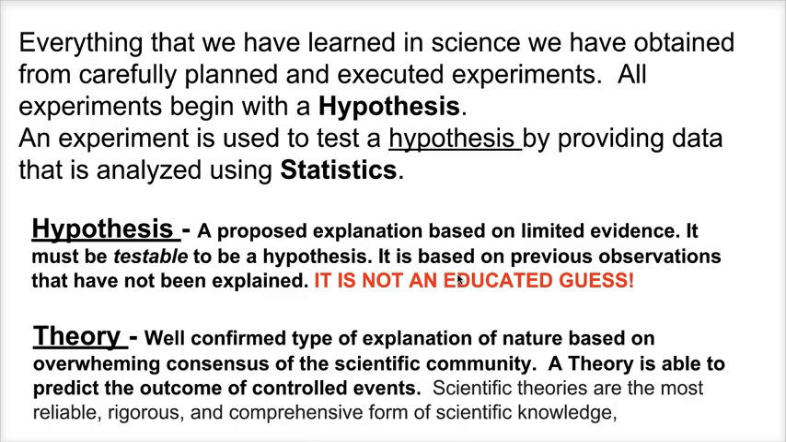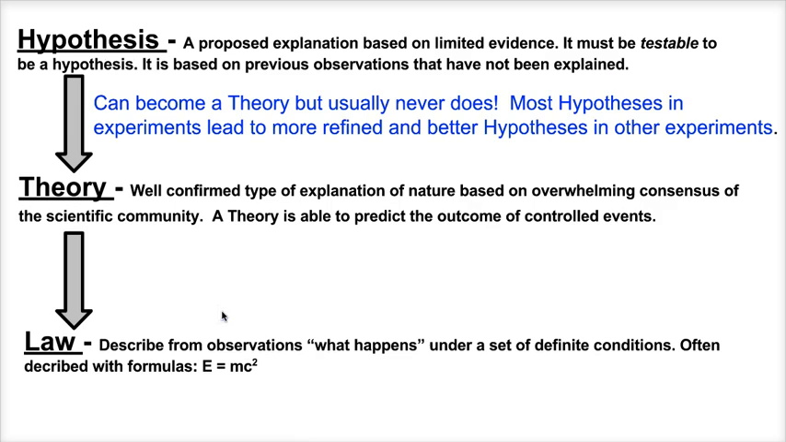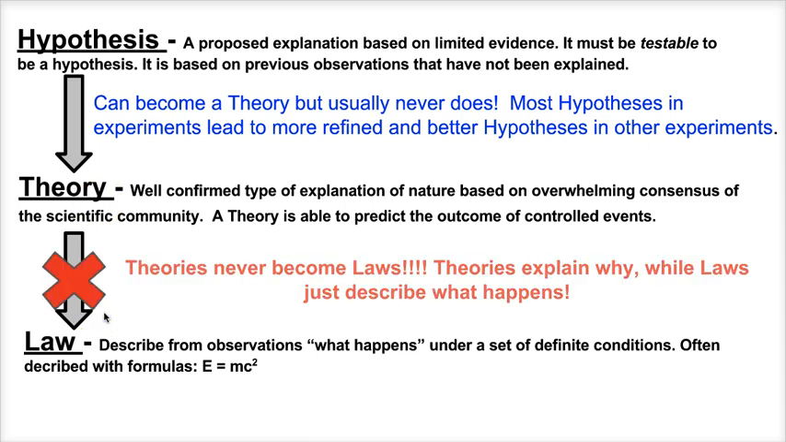We learned that a hypothesis is not really an educated guess. We learned it's a proposed explanation based on limited evidence that we can set up, and it's testable. And we went through the theory and the law, all of which you can read. It's not the purpose of this lecture. A hypothesis almost never becomes a theory, but could, and theories don't become laws. Again, we've covered this once before. Theories are basically explanations, whereas laws are basically observations, using a lot of times formulas.